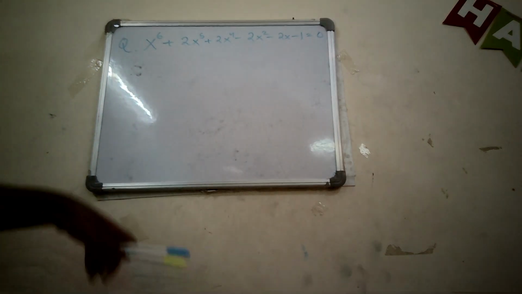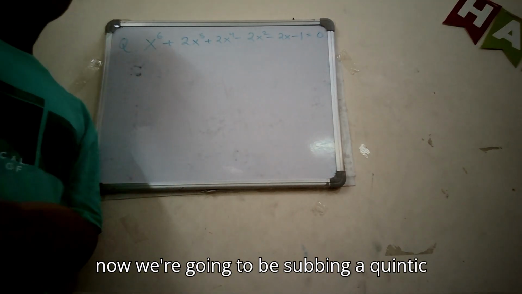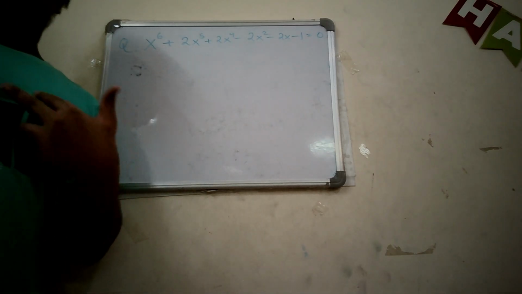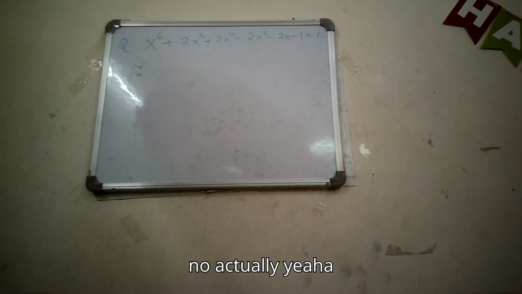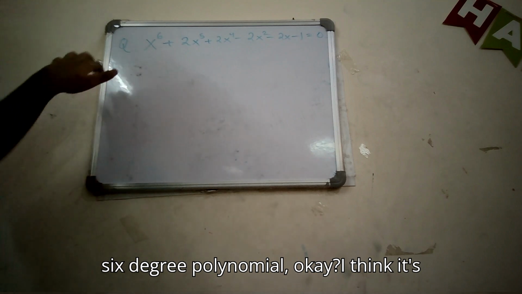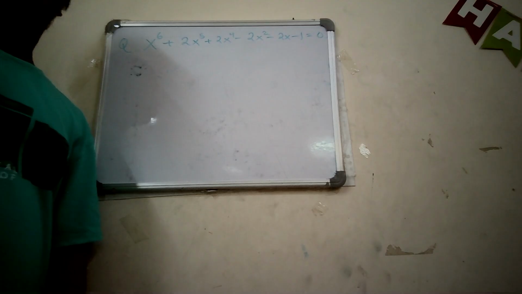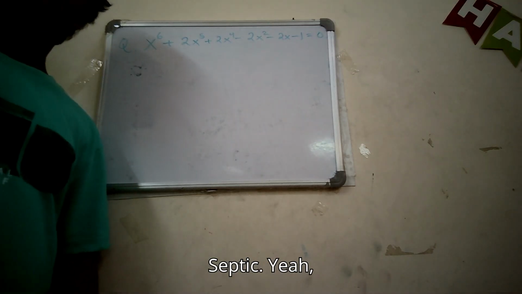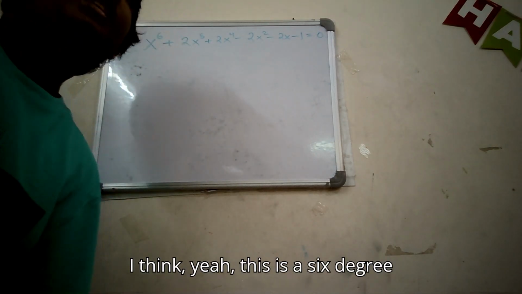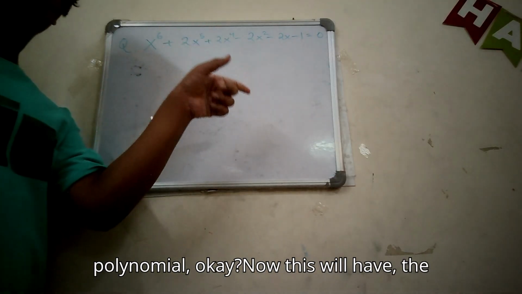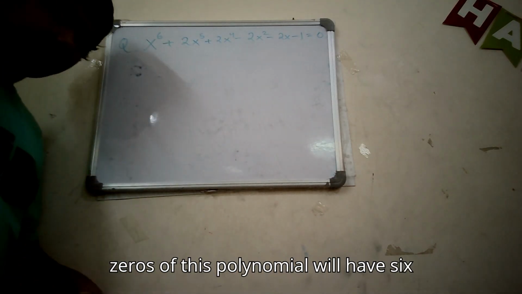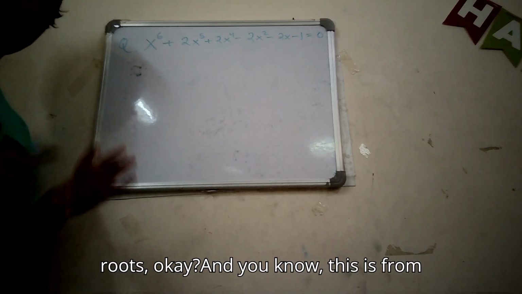Now we're going to be solving a quintic, no actually, a 6-degree polynomial, okay? I think it's a quintic. Yeah, it's called a septic. I don't know. I think this is a 6-degree polynomial, okay? Now the zeros of this polynomial will have 6 roots, okay?